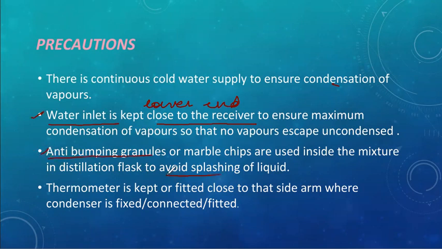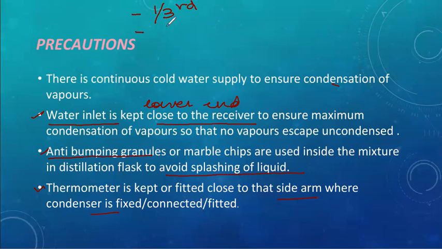Why? In order to avoid the splashing of the liquid, so that the liquid droplets do not touch the thermometer and give an erratic value. The thermometer is fitted close to the side arm where the condenser is attached. This is very important because only then will you be able to measure the temperature of the vapors which are entering the condenser. Apart from that, I gave you the precaution that the distillation flask should not be filled more than one third in order to have a smooth boiling.